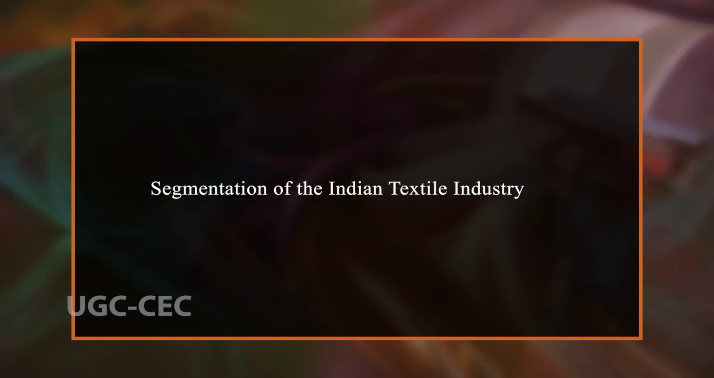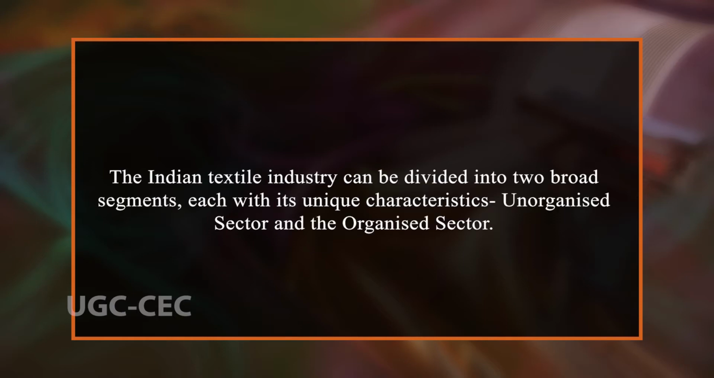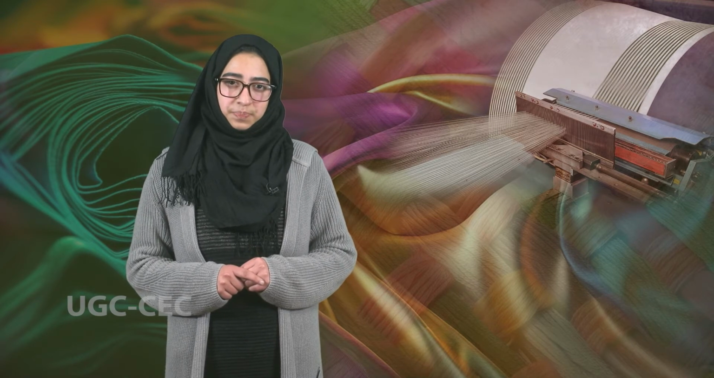Students, let's take a moment to briefly discuss the segmentation of the Indian textile industry. The Indian textile industry can be divided into two broad segments, each with its unique characteristics, the unorganized sector and the organized sector. The unorganized sector primarily consists of small-scale enterprises that employ traditional tools and methods. It includes handloom weaving, handicrafts, and sericulture. In contrast, the organized sector employs modern machinery and techniques. It involves the spinning, apparel, and garment segment, which is more mechanized and industrialized.